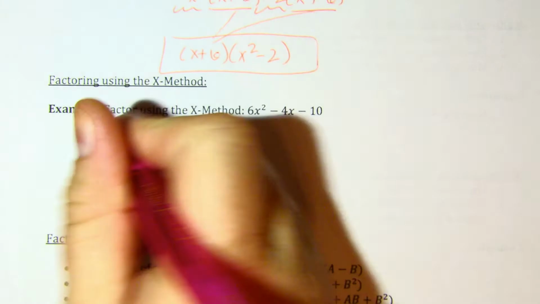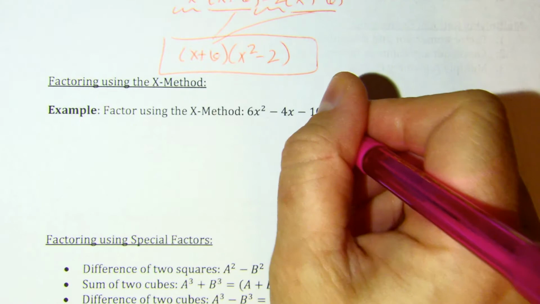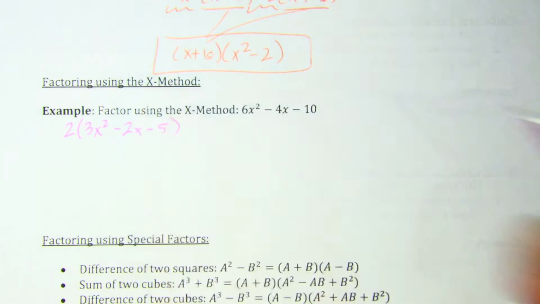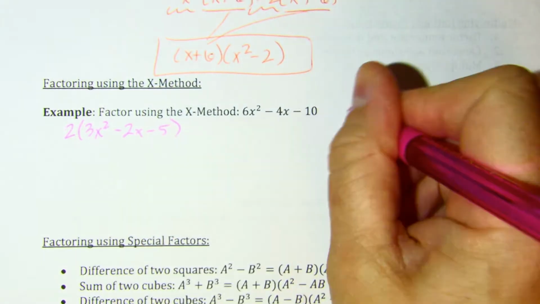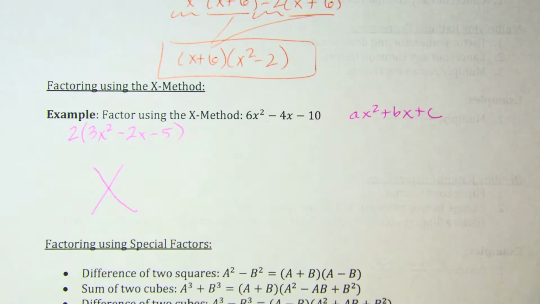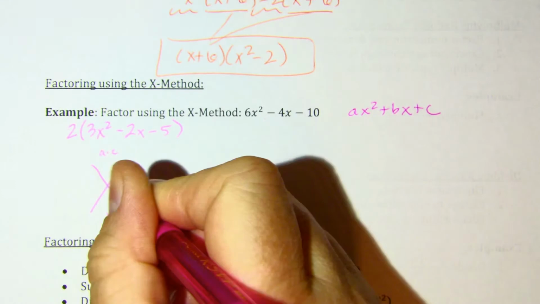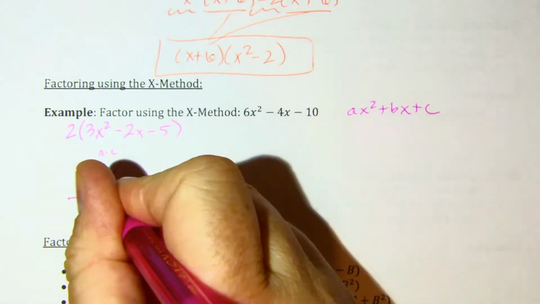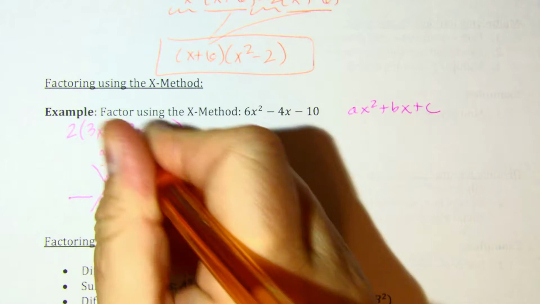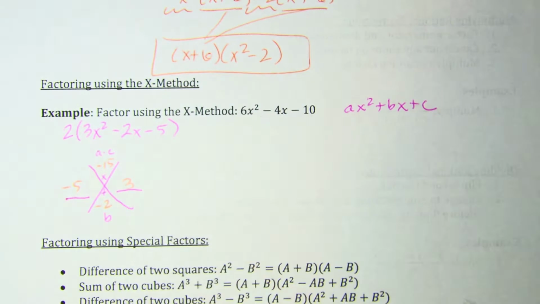So, first thing with the X method is you always want to look and see, is there a GCF you can pull out? Yes, I can pull out a factor of 2. And now with this, I'm going to be using the general form ax squared plus bx plus c. And I'm going to use this kind of diamond here that a lot of people use for factoring. And you want your a times c up top and your b term on bottom. And I'm looking for two numbers that multiply to this and add to this. So a times c in this case, 3 times negative 5 would be negative 15 and negative 2. And negative 5 and 3 multiply to negative 15 and add to negative 2.